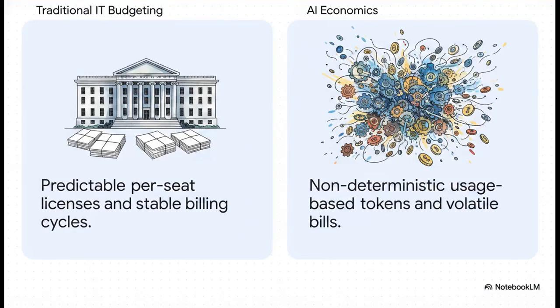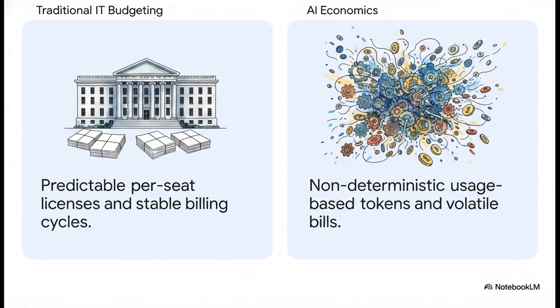Get ready to completely abandon your old mental models of software accounting. Seriously, the old rules, they simply do not apply here. Traditional IT budgeting is that comfortable, predictable SaaS world we're all used to. You negotiate fixed per-seat licenses, you have stable billing cycles, and you know exactly what you're going to pay months in advance. But AI economics?